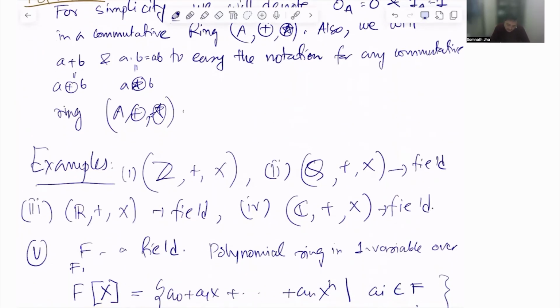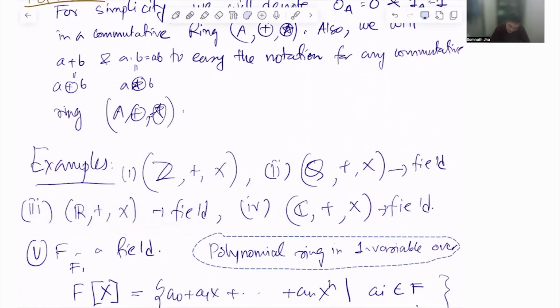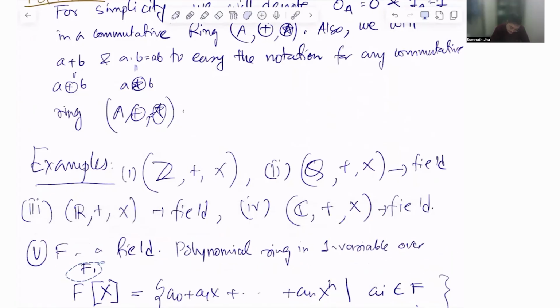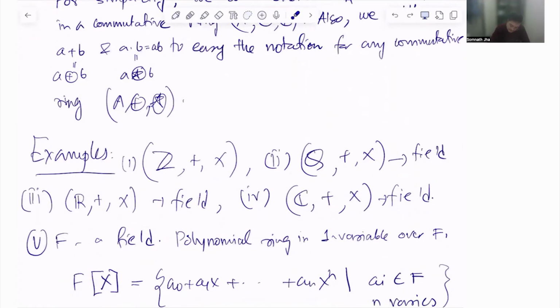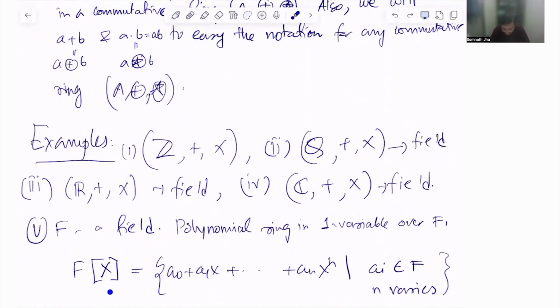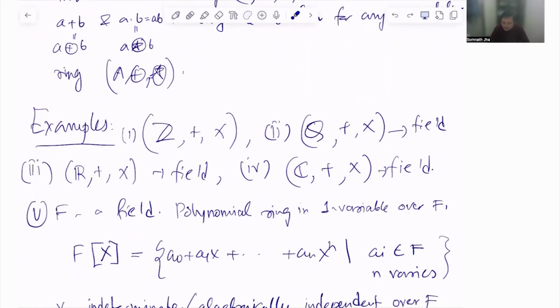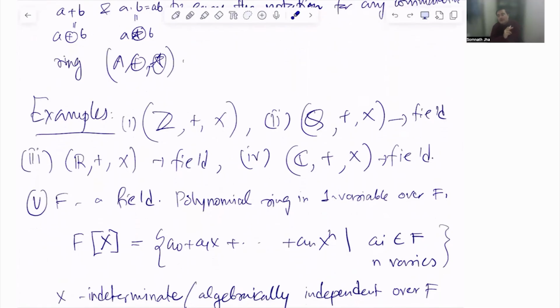So let F be a field, any field, and consider the polynomial ring in one variable over F. The next important example of a ring is what is called a polynomial ring. So what is the definition? The set of polynomials is all polynomial expressions a0 plus a1x plus ... plus anx to the power n, where each ai belongs to F and n varies. So these are just formal polynomials.